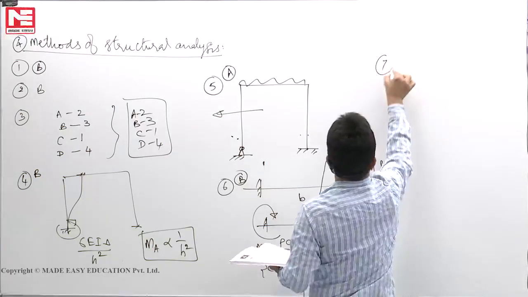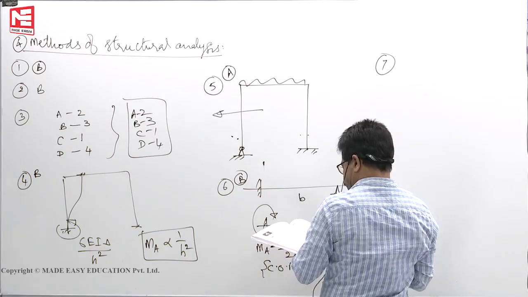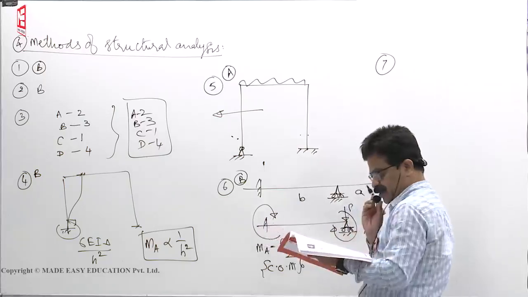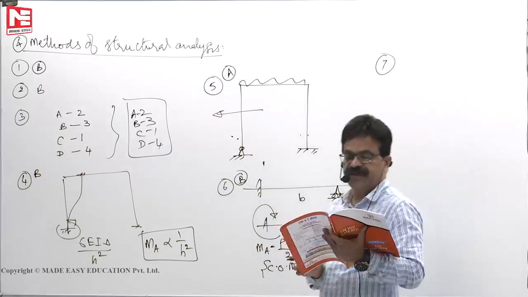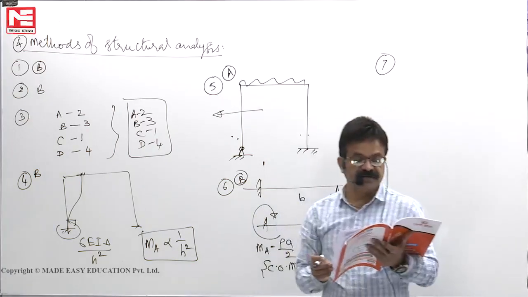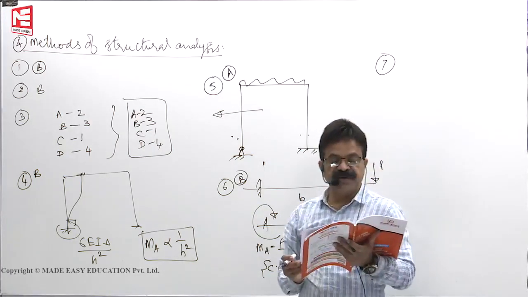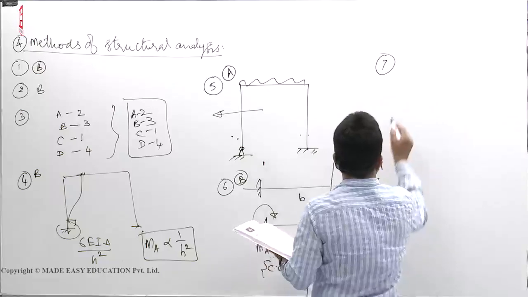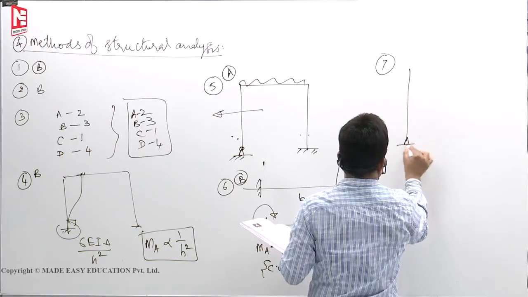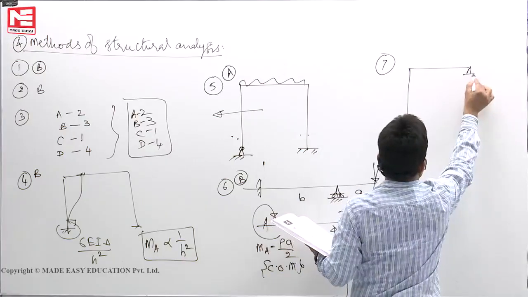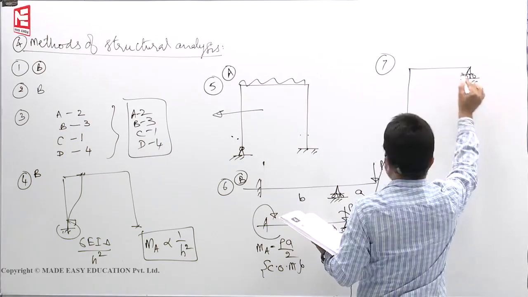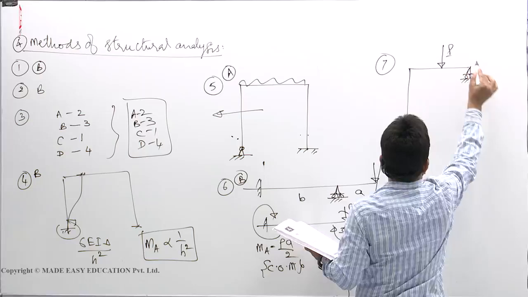Next, 7. Identify the correct deflection diagram corresponding to the loading in the plane frame shown below. There is a loading here. You see, because this is the diagram, the seventh question is like this. How we have to resolve is this way. This is the roller support and loading is at top. Some P is there, say.